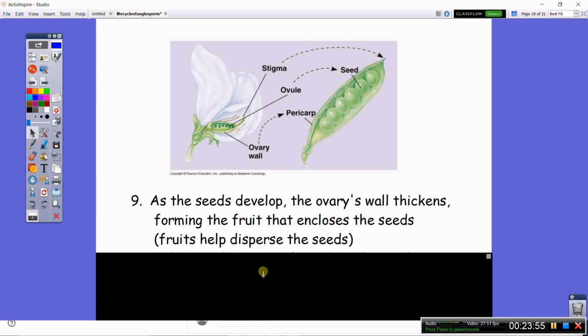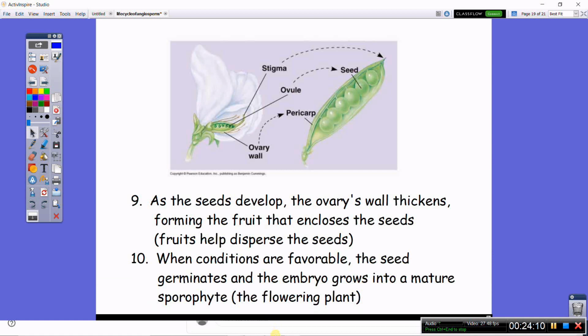Now, again, the reason we have the fruit is to help with seed dispersal. And again, we rely on animals for that. When animals eat the fruit and then they poop out the seeds because they can't digest them, the seeds are then dispersed. And then when conditions are favorable, the seed will germinate and the embryo grows into a mature sporophyte, which is your new flowering plant.